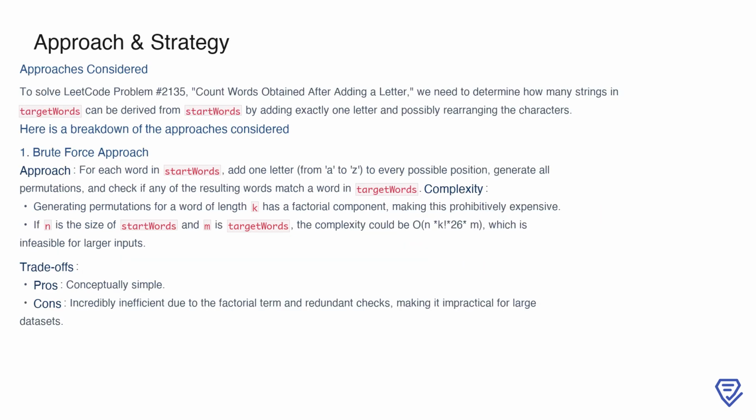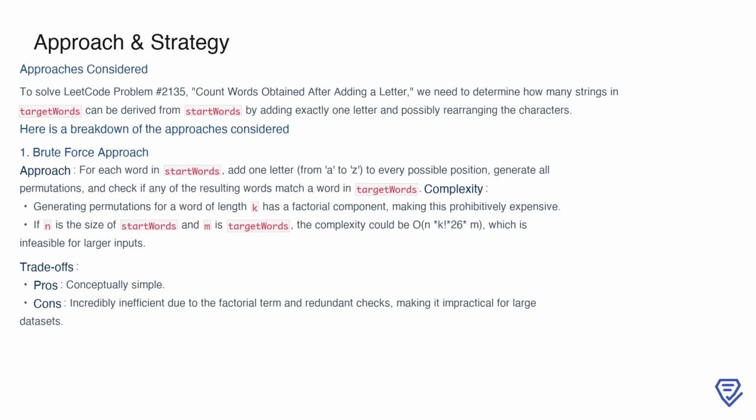To solve LeetCode problem number 2135, we need to figure out how many words in the target words list can be derived from the words in start words by adding exactly one letter and possibly rearranging the characters. The first approach we considered is the brute force method. In this approach, for every word in start words, we try adding all possible letters from A to Z at every position, generating all permutations of the resulting word. Then, we check if any of these permutations match a word in target words.